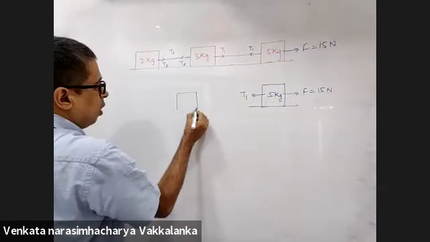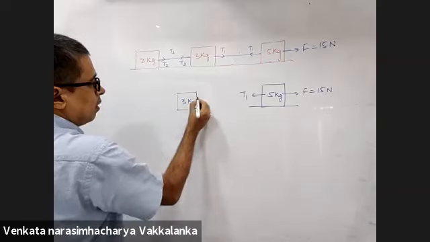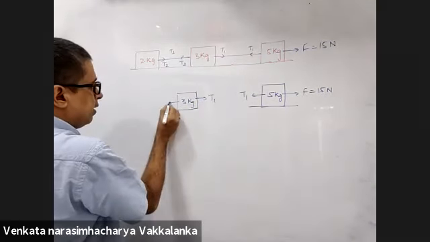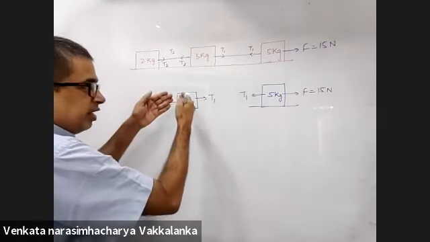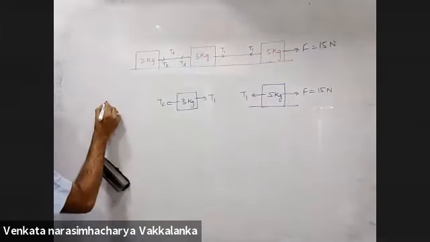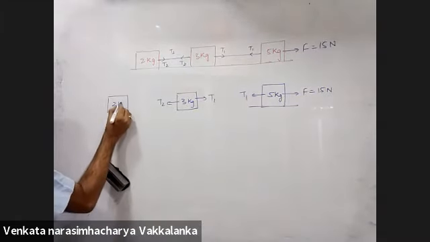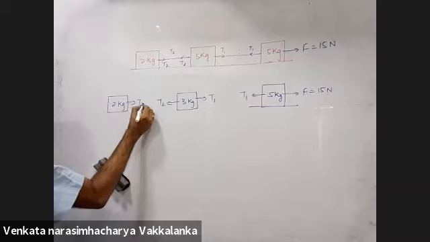3 kg block. This will be T1. This will be T2. Tension acts away from a point with respect to that point. This is T2.